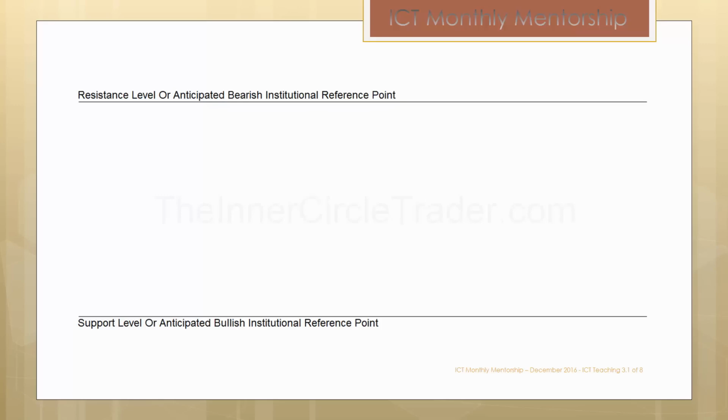Okay, when we look at the marketplace and we frame price action in the form of resistance levels and support levels, or anticipated bearish institutional reference points and anticipated bullish institutional reference points, we have to have a context in the marketplace behind our viewpoints. Are we looking at a market that has a bullish scenario, or are we looking for a market that has a bearish scenario? In this example, we're going to look at a market that has a bearish example.